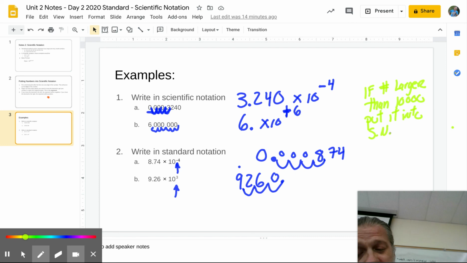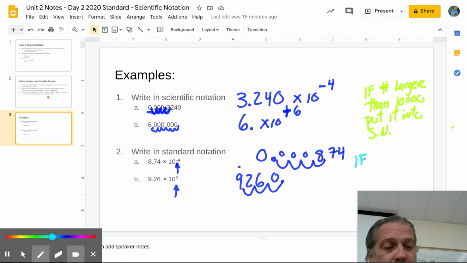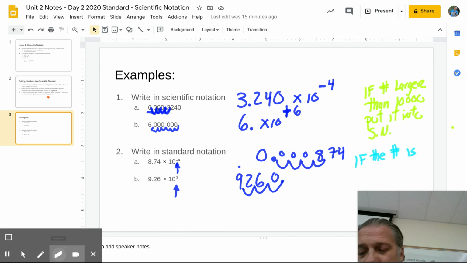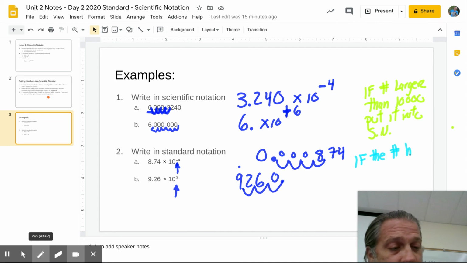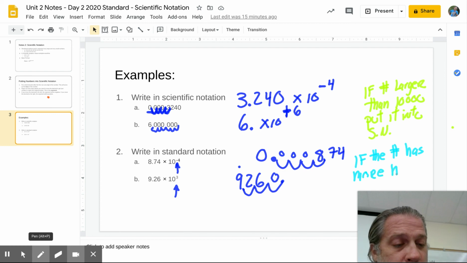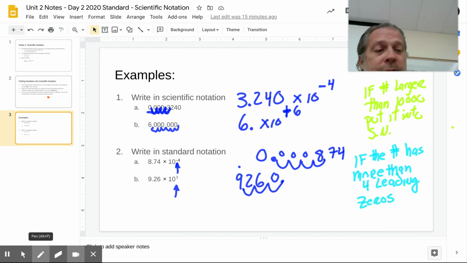And then the other thing I usually tell students about the smaller numbers is I usually say if the number has more than 4 leading zeros, that is zeros at the beginning of a number, write it in scientific notation.